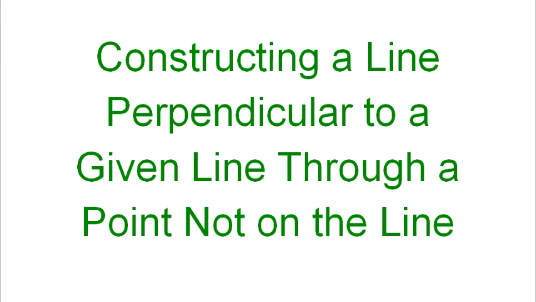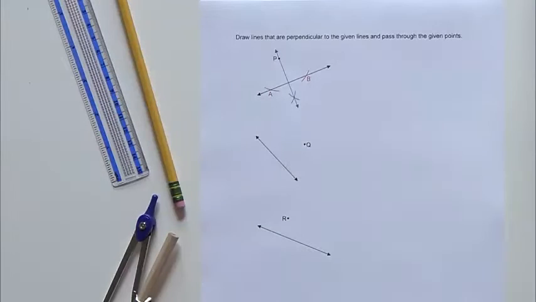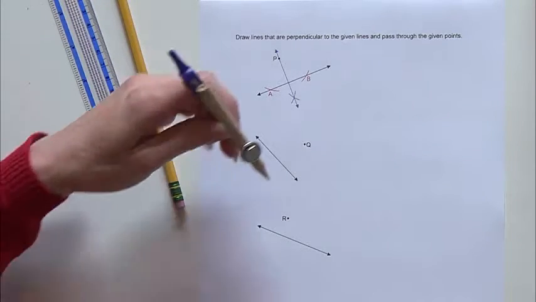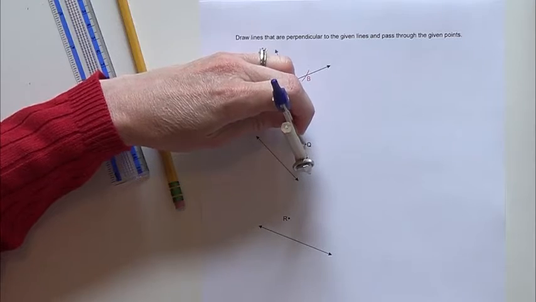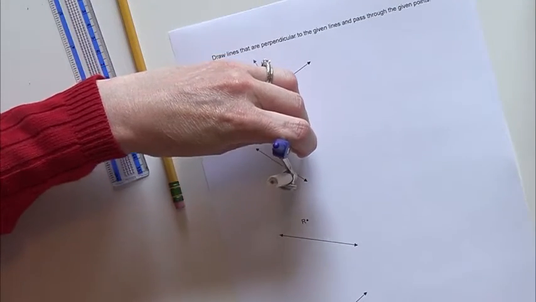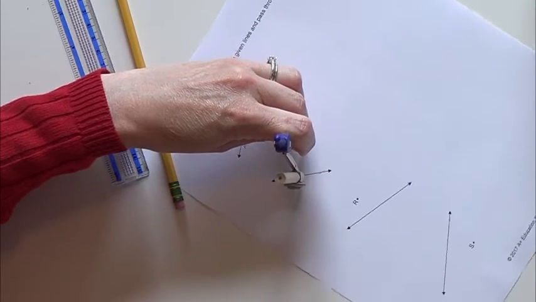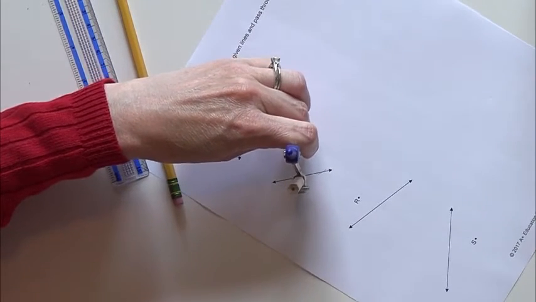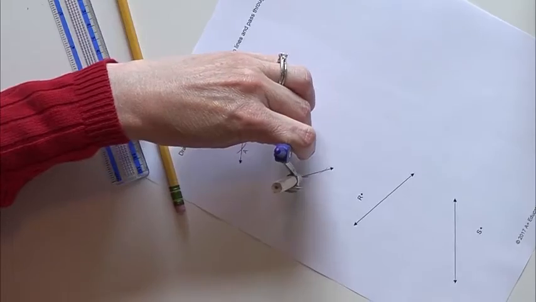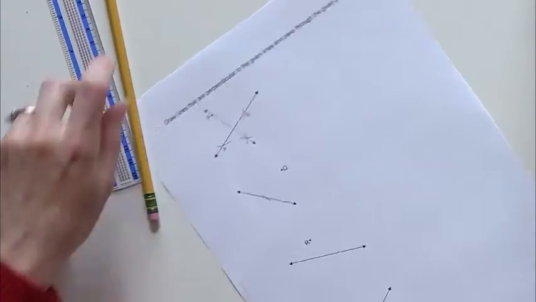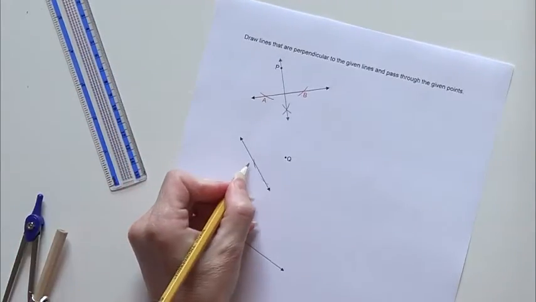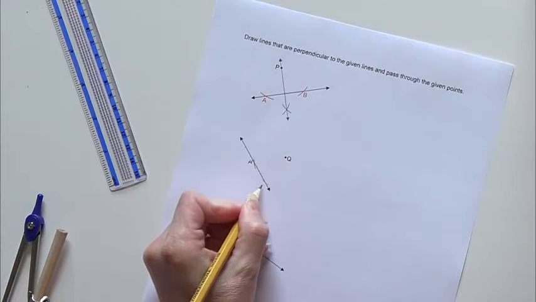For my sixth construction, I'm going to show you how you can draw a line that is perpendicular to a given line and passes through a point that is not on the line. I will start by placing the compass point on my given point, and I'm going to make arcs that intersect my given line. I will label the points where these arcs intersect the line points A and B.